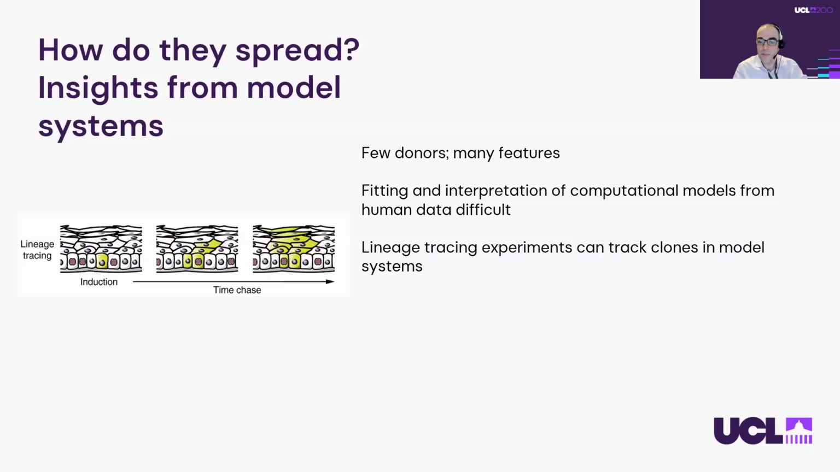But one of the limitations we have here is that we have few donors and many features. What I mean by that is we only have, in that study, about 10 to 20 different people. But we have all of these genes that we've studied and all of these things that are going on in the different individuals' lives that make it non-controlled. This makes fitting and interpreting computational models from human data difficult.